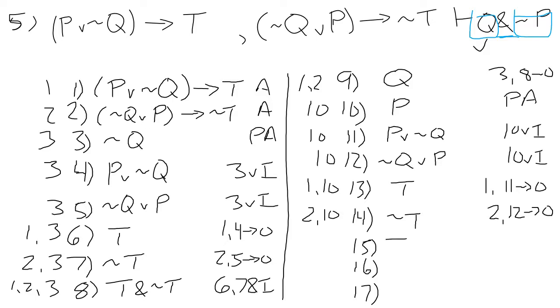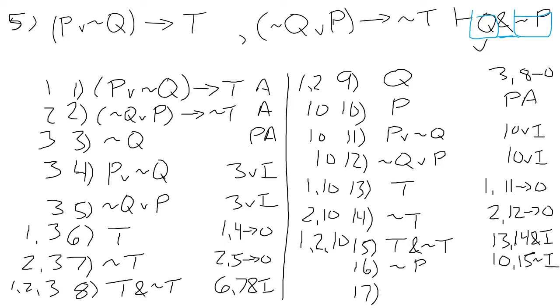Then we can build our contradiction, 13 and 14, ampersand in. There's our contradiction. It depends upon our PA, so we can tilde in on our PA, which is at 10. And 15 is our contradiction. That's 1, 2, 10. And then the 10 drops out because we're doing tilde in.